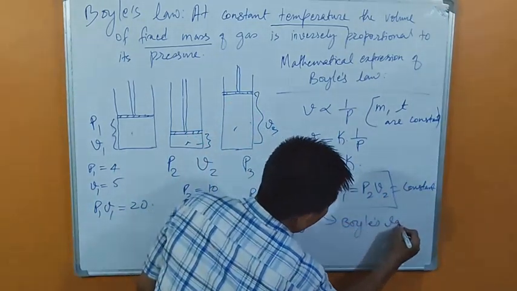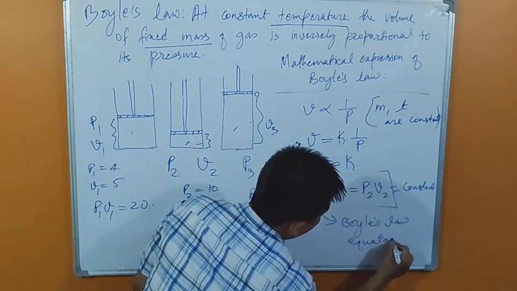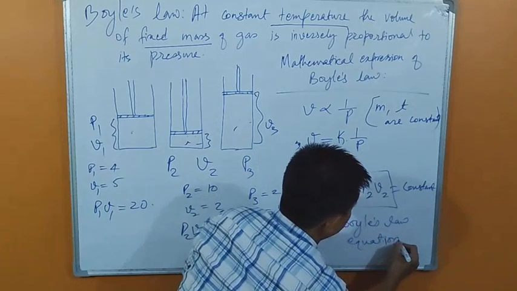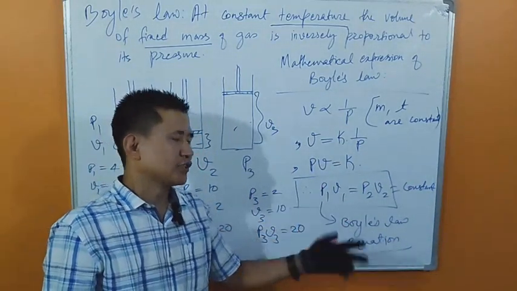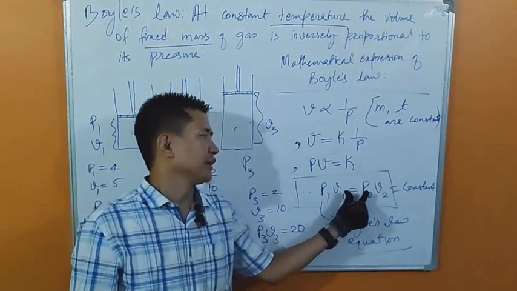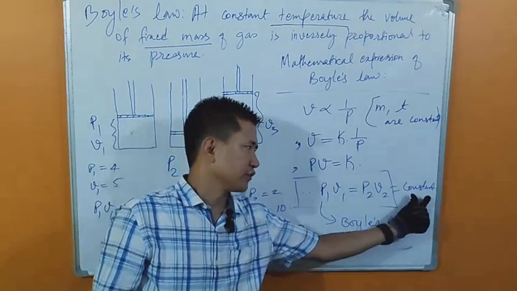This equation is called Boyle's law equation. When you change pressure, volume also changes, so the product of pressure and volume is always constant. P1 V1 equal to P2 V2 equal to P3 V3 equal to constant.